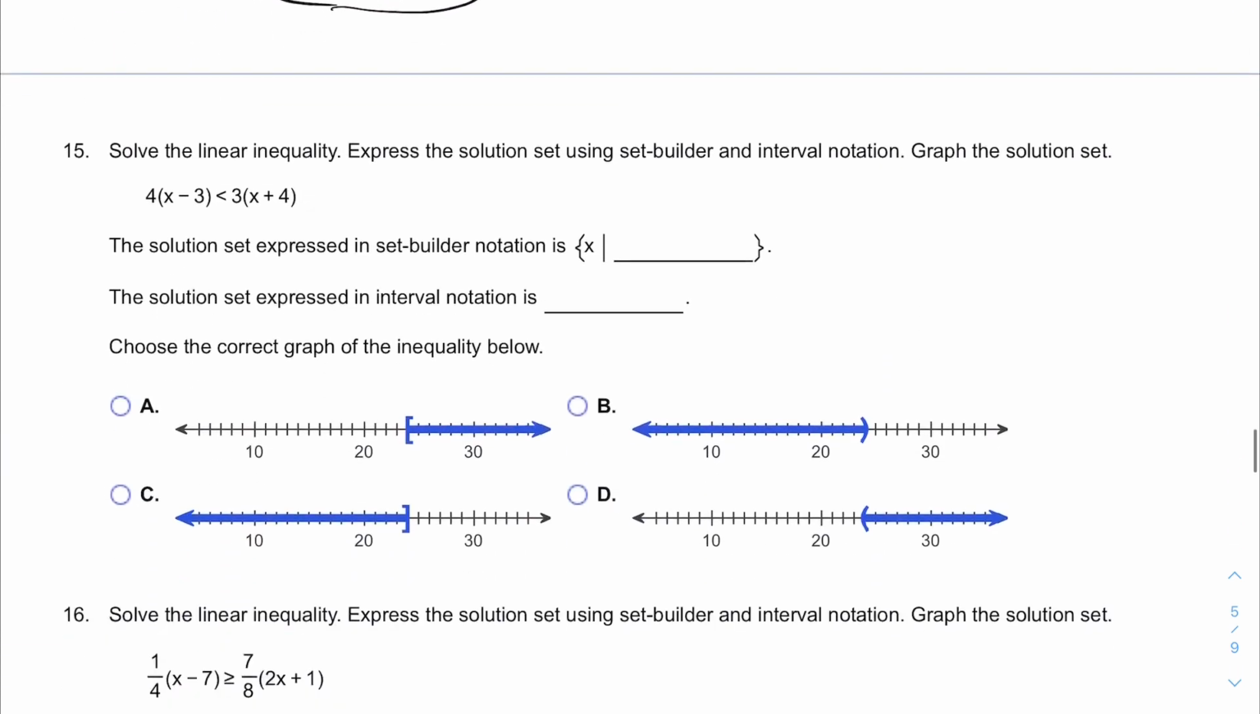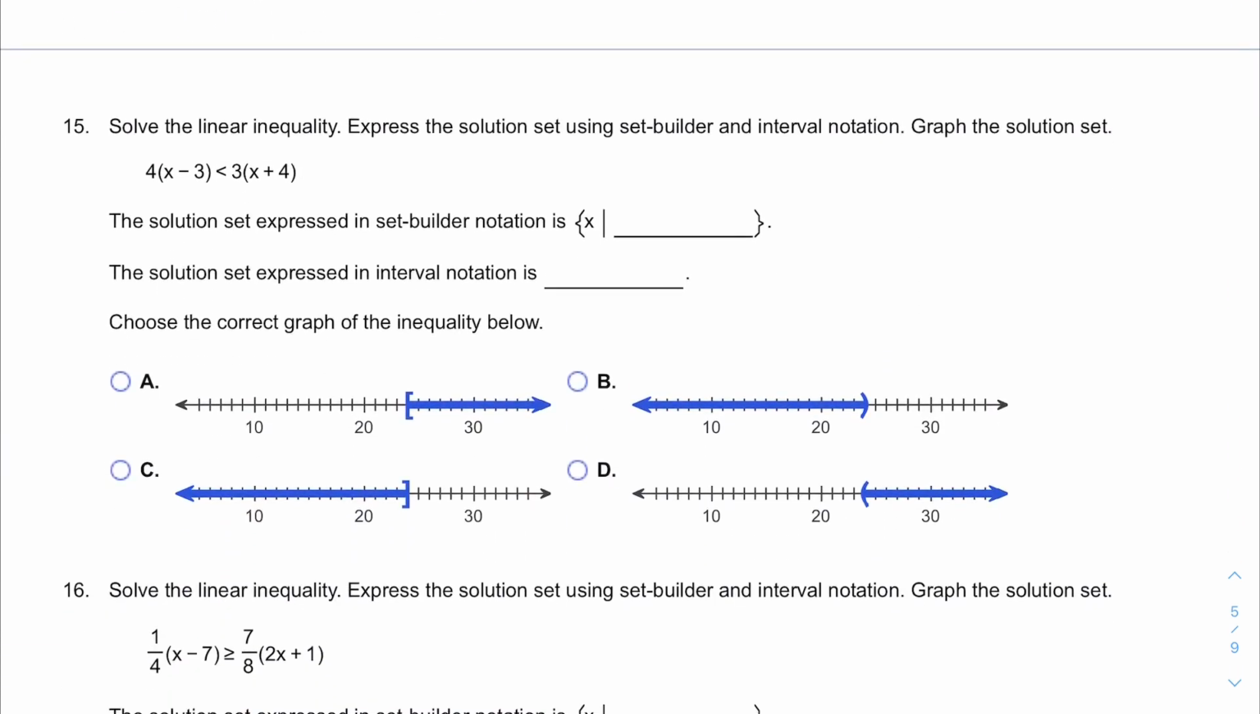And then we've got 15. Now, 15, we're going to need to distribute. Let me go ahead and write the results right over here. 4 times x gives me 4x. 4 times a negative 3 gives me minus 12. Copy down the less than symbol. 3 times x is 3x. 3 times 4 is plus 12.